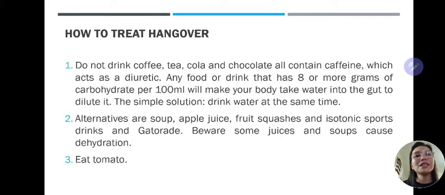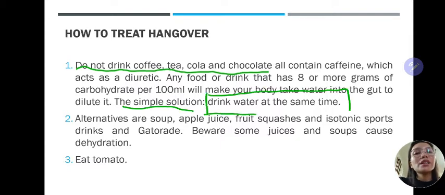So, ito naman yung pag-treat sa hangover. So, this is a big no-no. Do not drink coffee, tea, cola, and chocolate because these all contain caffeine, which also acts as diuretic. So, mas lalong magiging mataas yung effect ng hangover natin. Any food or drink that has 8 or more grams of carbohydrate per 100 ml will make your body take water into the gut to dilute it. So, the simple solution, drink water at the same time.